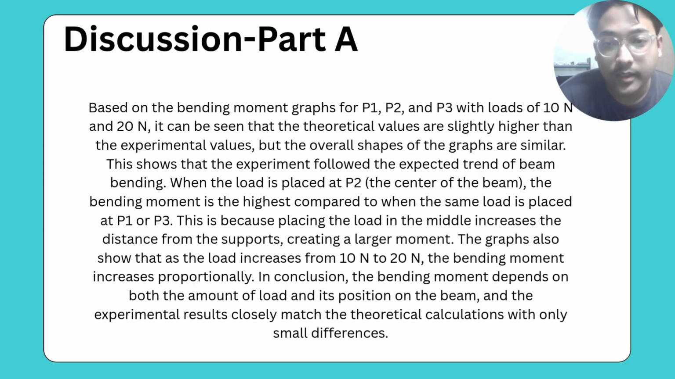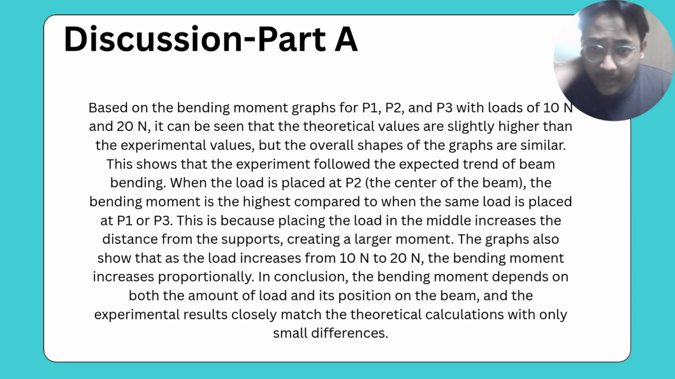For the explanation of discussion part A, based on the bending moment graphs for P1, P2, and P3, with loads of 10 Newton and 20 Newton, it can be seen that the theoretical values are slightly higher than the experimental values, but the overall shapes of the graphs are similar. This shows that the experiment follows the expected trend of beam bending. When the load is placed at P2, the center of the beam, the bending moment is the highest compared to when the same load is placed at P1 or P3.